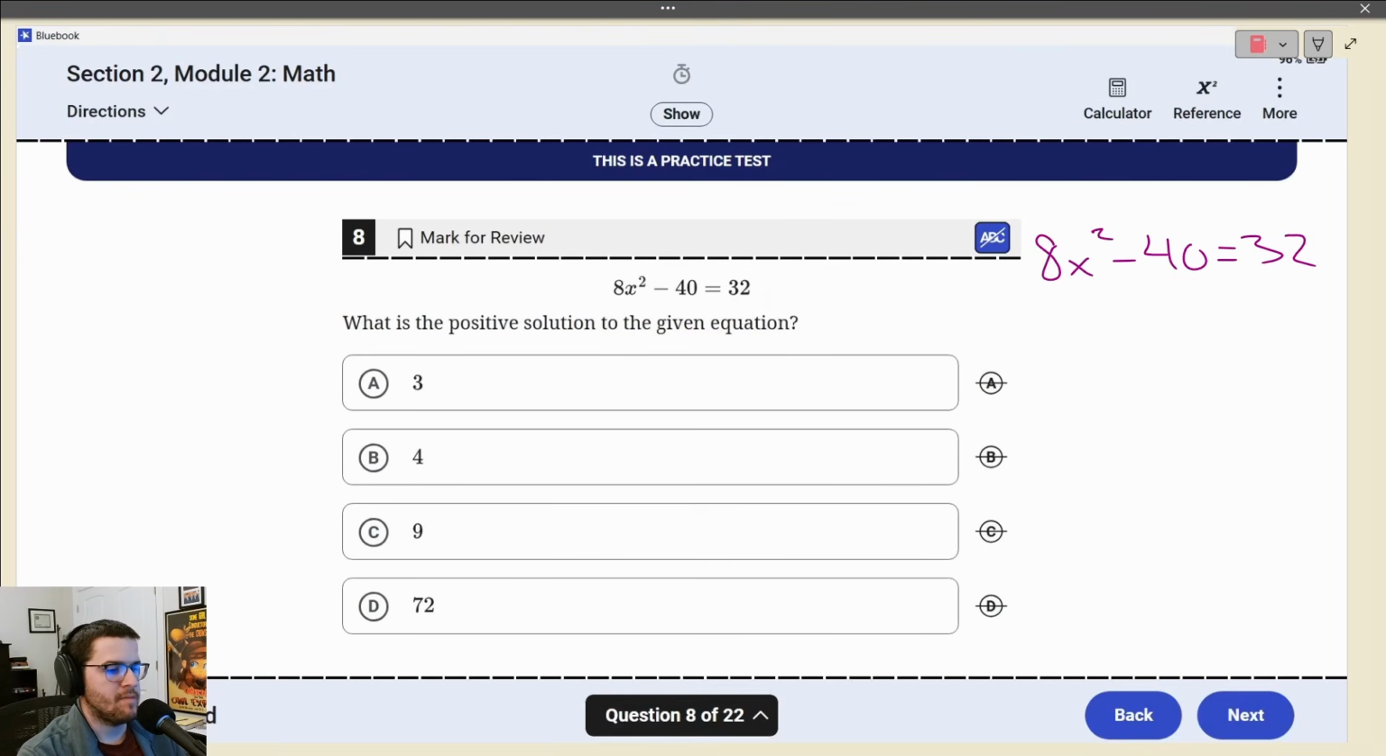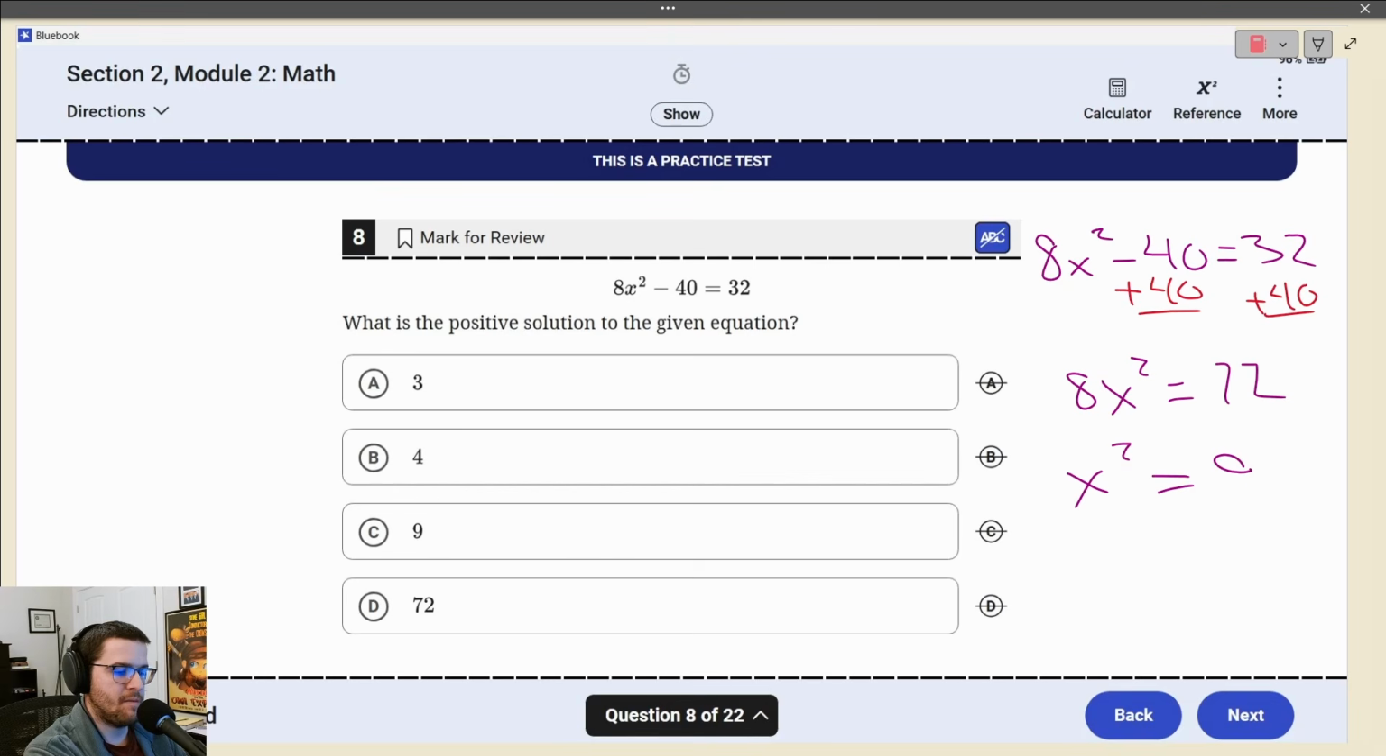Okay, question 8. We could do this one by factoring, or we could do it by isolating the square. I'm going to do it by isolating the square. First things first, I'm going to add 40 to both sides. And I get 8x squared equals 72. Now I'm going to divide both sides by 8. I get x squared equals 9.